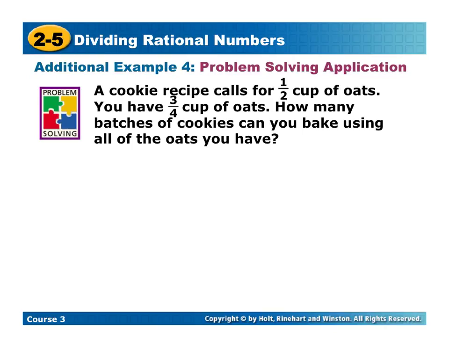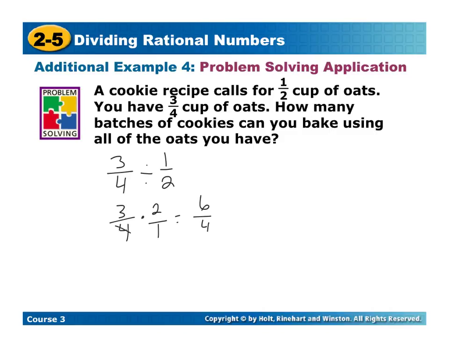Now we're going to take a look at a problem-solving application. A cookie recipe calls for 1/2 cup of oats. You have 3/4 cups of oats. How many batches of cookies can you make baking all the oats that you have? So we want to take 3/4 and divide it into 1/2 cups. Because 3/4 is the total that we have, and we're dividing into 1/2 cup batches, we're going to end up multiplying by 2/1. 3 times 2 is 6, 4 times 1 is 4.